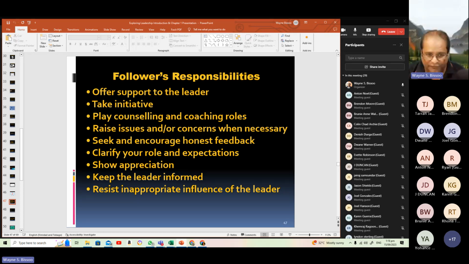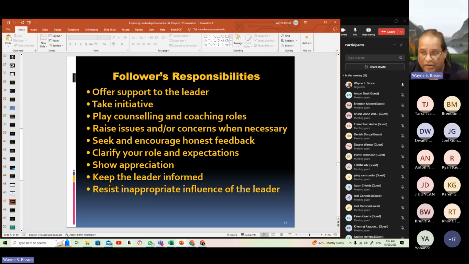You also, as a follower, counsel and coach both other followers as well as the leader, because oftentimes, left alone, the leader might flounder and they need to be encouraged and assisted. A good follower will be able to provide that kind of role. Raise issues and concerns when necessary. This is important. Some leaders don't like followers to come to them, and worse yet, a lot of followers don't like to bring issues to the forefront when they're talking to their leaders because they're afraid of the backlash. But that's one of the real responsibilities of a follower.